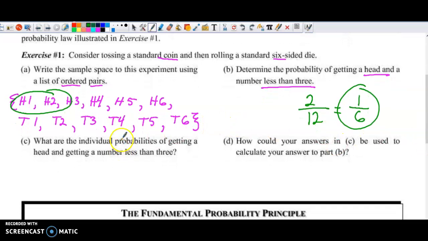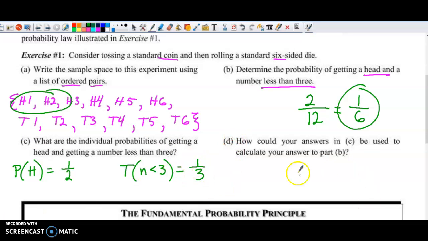Now, if we look at the individual probabilities of getting a head and getting a number less than 3, the probability of getting a head would be 1/2, because if you look at all of them, you still have 6 out of 12, which reduces to 1/2. And the probability of getting a number less than 3 is 2 out of 6, or 1/3. And even if you said, well, what about 4 out of 12? Sure, that still reduces.